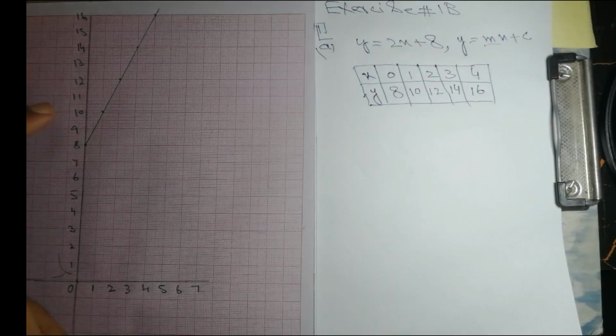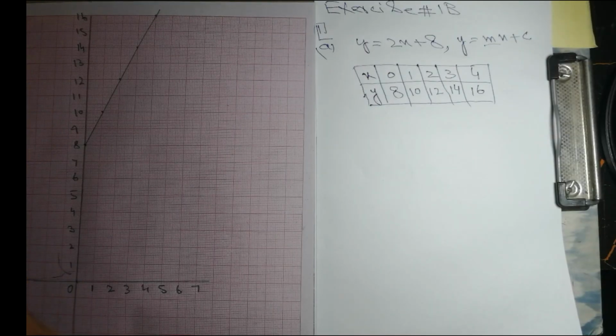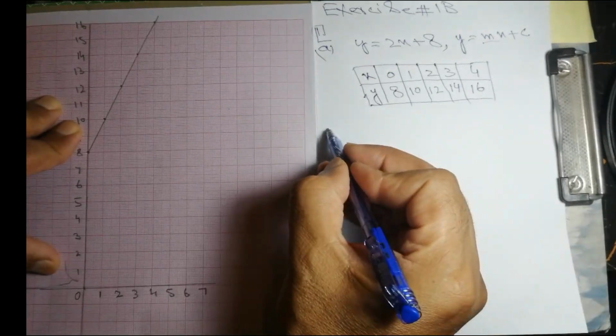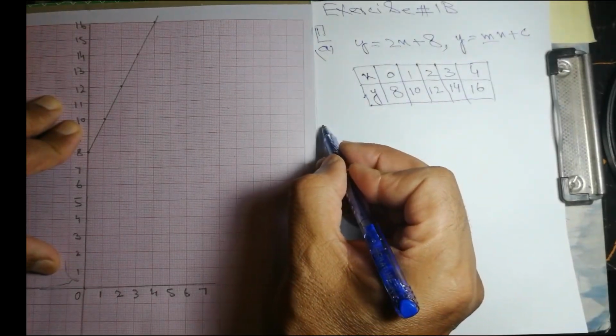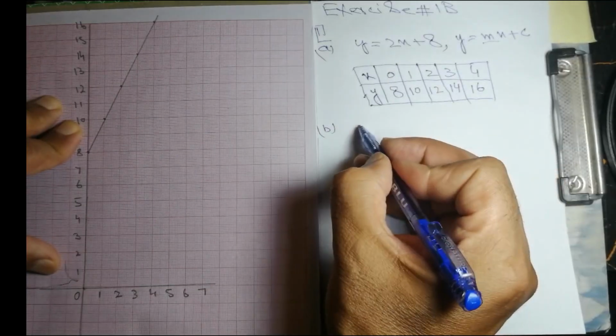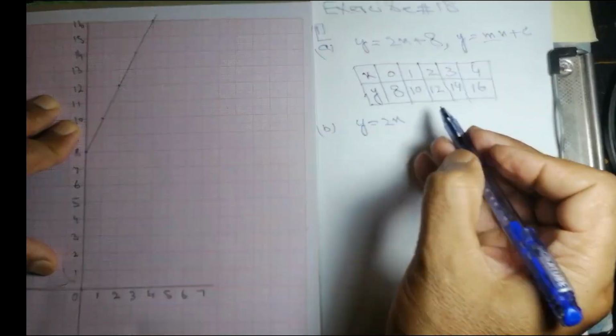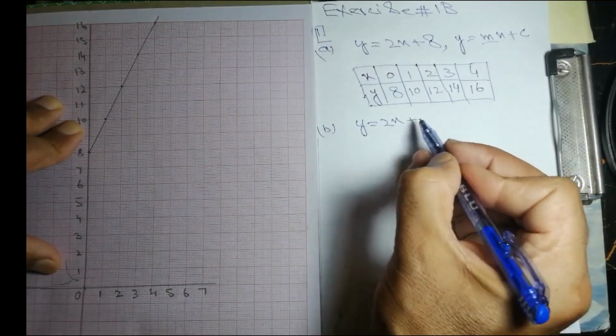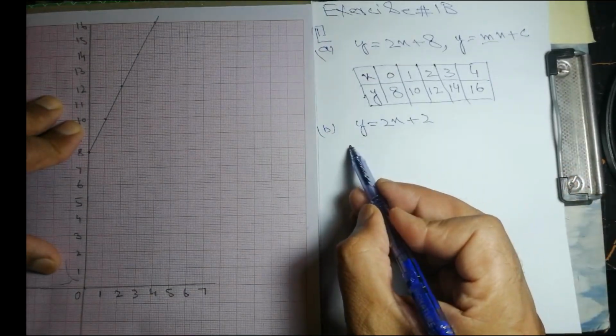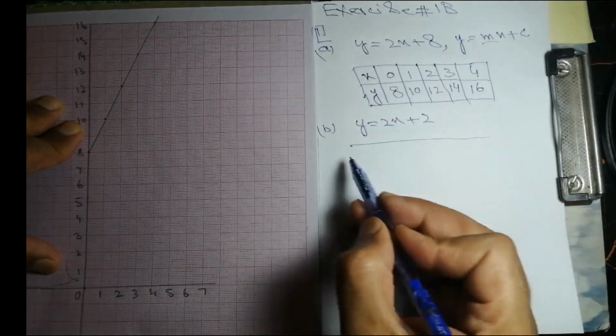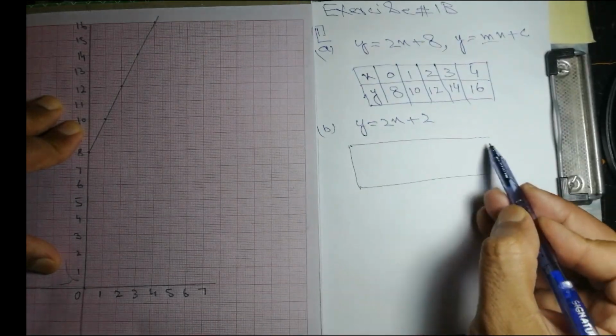Next is part B. For part B there is another straight line, y equal to 2x plus 2, and draw the same table.